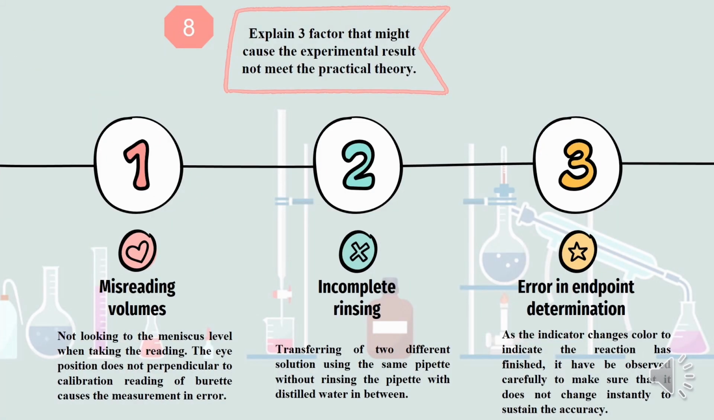For discussion number 8, explain 3 factors that might cause the experimental result not to meet the practical theory. So the answer is, first, misreading volumes, not looking at the meniscus level when taking the reading. The eye position not being perpendicular to the calibration reading of the burette causes an error in the measurement. Second, incomplete rinsing, transferring two different solutions using the same pipette without rinsing the pipette with distilled water in between. And third, error in endpoint determination. As the indicator changes color to indicate the reaction has finished, it has to be observed carefully to make sure that it does not change instantly, to sustain the accuracy.